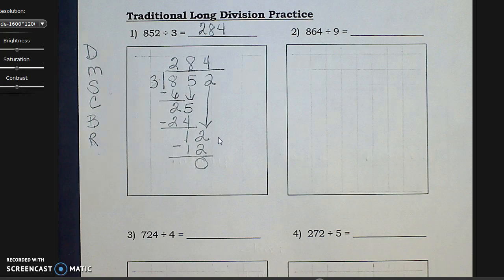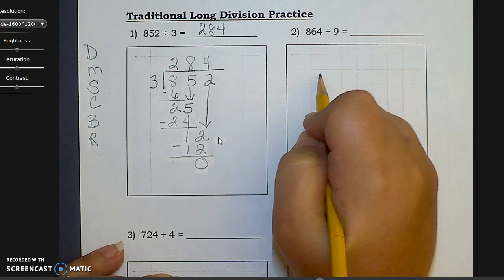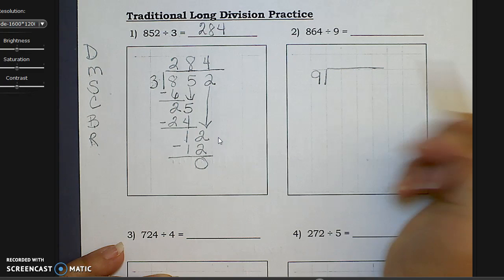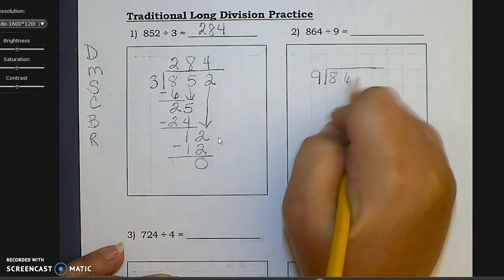Good. Now that was a quick problem. If you need to take a minute, pause here, copy all of that down, or rewatch the problem to help you. All right, good. Let's try number 2 now. Same thing. We're going to copy it down onto the grid. The divisor is 9. We're making a box. The dividend is 864.